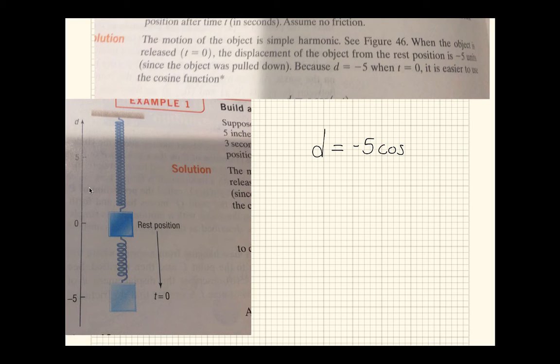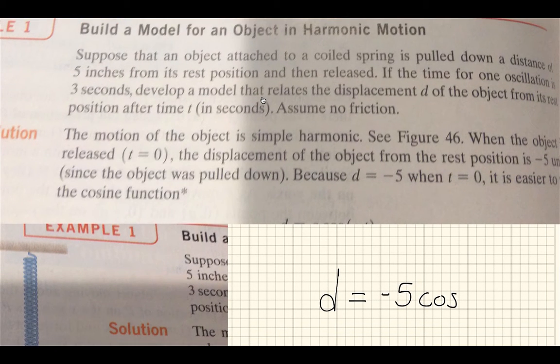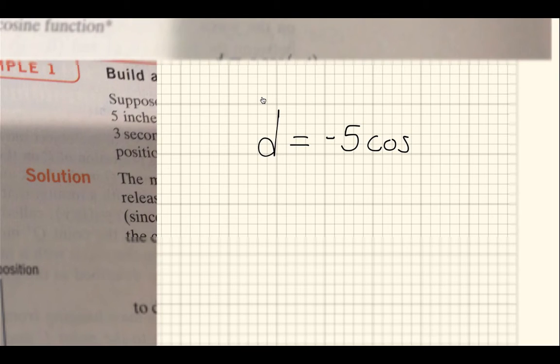Now we need to figure out what w is. Back at the top, what did it say about time? I froze here. Okay, we're good. It said the time for one oscillation is 3 seconds. So the time for it to complete the wave one time is 3 seconds. So the period then is 3.